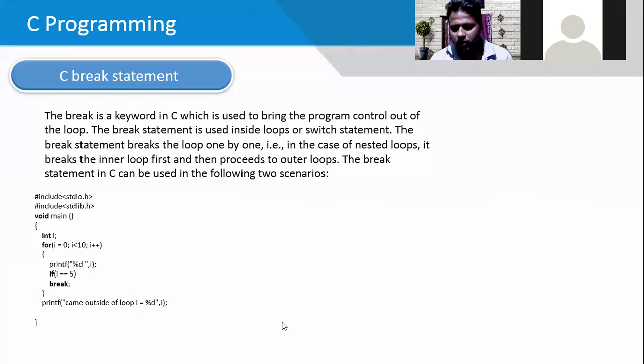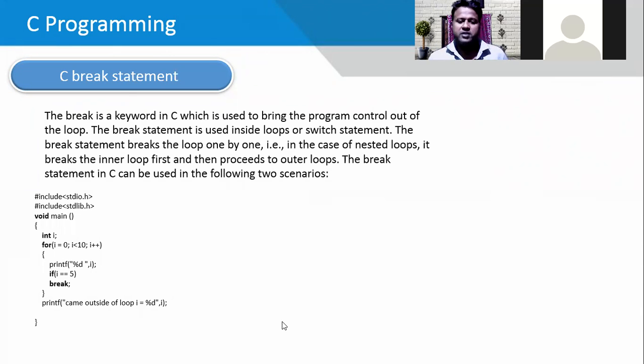Now comes to the break statement. The break is a keyword in C which is used to bring the program control out of the loop. If you want to stop your looping based upon the specified condition, then we are using the break statement. The break is a keyword in C which brings the program control out of the loop.